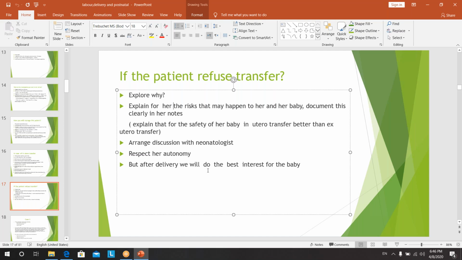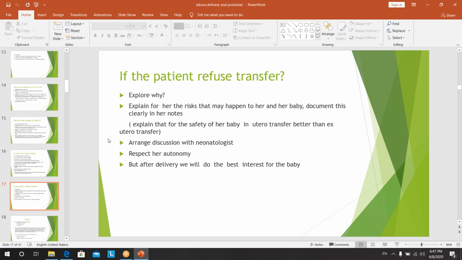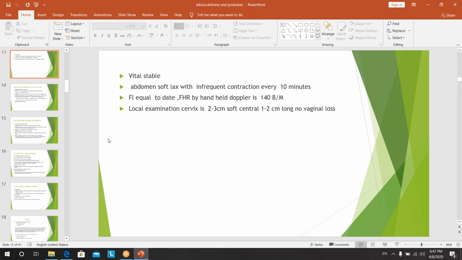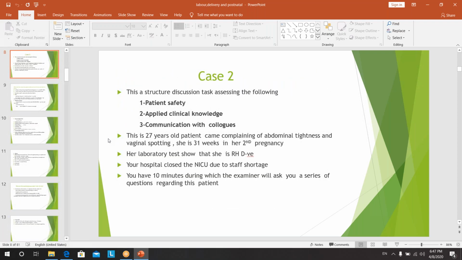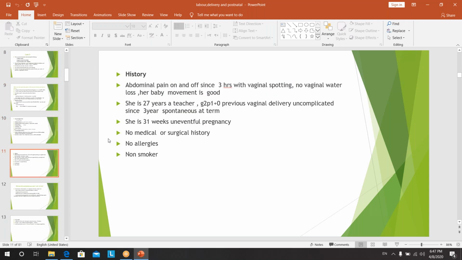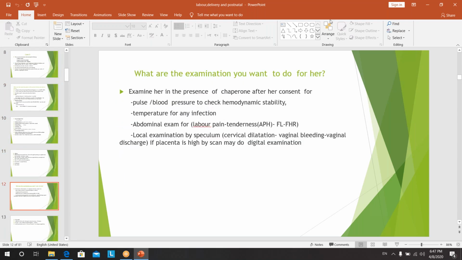for the baby. The baby inside the uterus, or intrauterine, has no right at all. So the mother can take the decision on behalf of the baby. After the delivery, we will act according to the interest of the baby. So if the interest of the baby necessitates the ex utero transfer, we will arrange this transfer to another hospital. Regarding this task, it's a very important task, it appears many times in the part 3 examination. So any question?